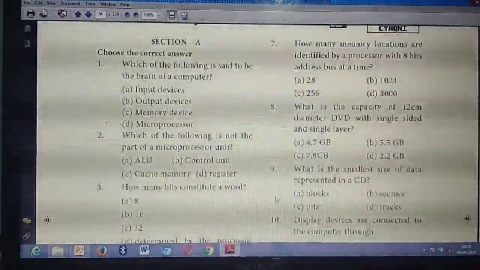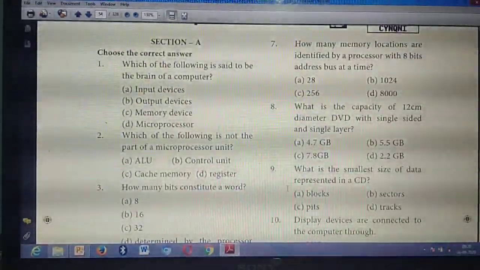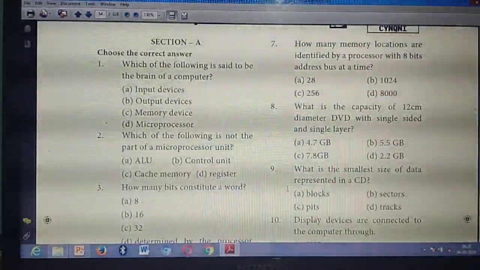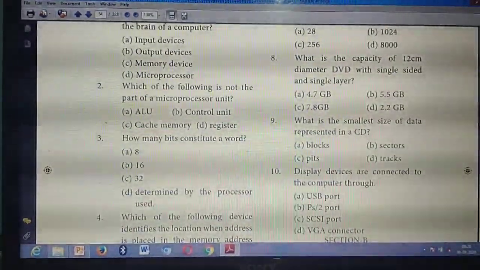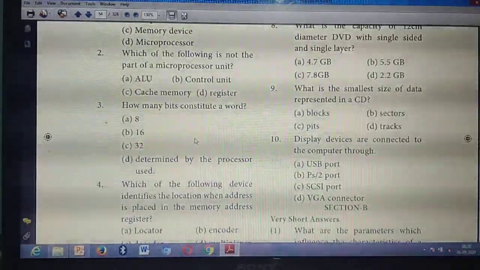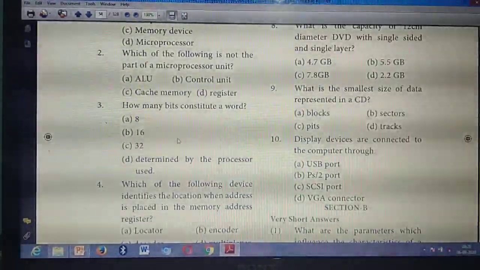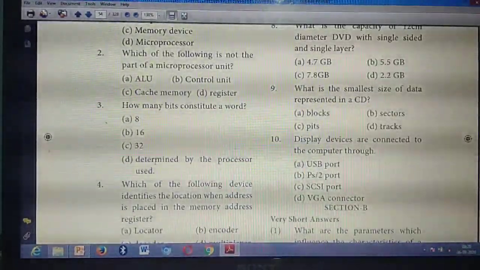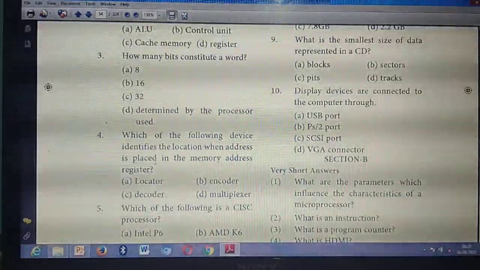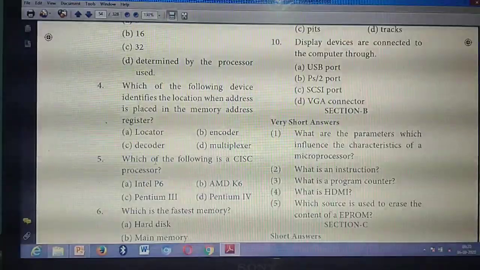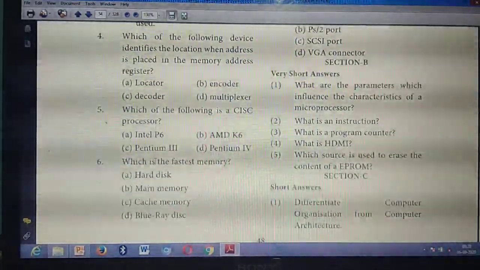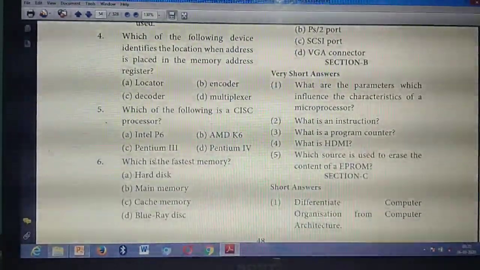Have you all marked? Once more I am telling. First question, option D, microprocessor. Second question, option C, cache memory. Third question, option D, both A and D. Then fourth question, C, decoder. Fifth question, C, Pentium 3. Sixth question, C, cache memory.